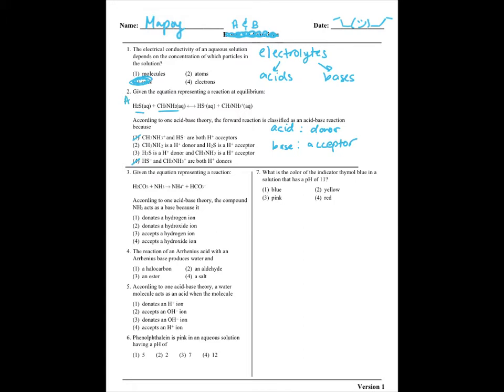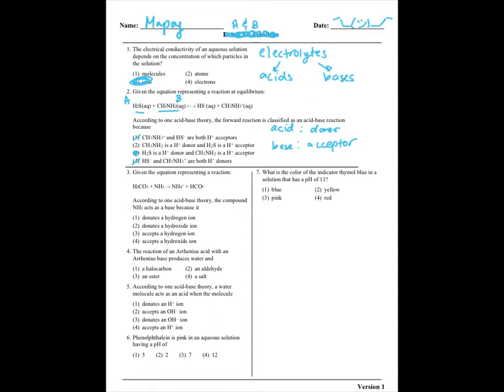Hydrogen sulfide, by the way. And this right here is going to be our base. So we got to find the one that matches up. So choice 3 is the one that matches. H2S is a proton donor, because that's the acid, and CH3NH2 is a proton acceptor, because that's the base. Good. Now number 3 is another Bronsted-Lowry reference.